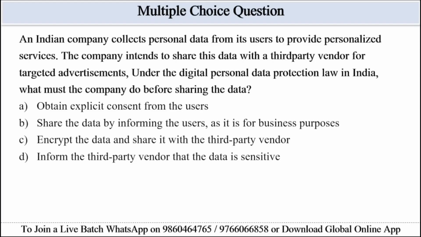So first we have to understand the question. The question is asking for the primary legal prerequisite for sharing users' personal data with a third party for a new purpose, that is targeted ads. The passage states that the law requires that an individual's consent must be free, specific, informed, unconditional, and unambiguous, with a clear affirmative action and for a specific purpose. Sharing data with a third-party vendor for advertising is a new specific purpose that was not part of the original consent for personalized services.